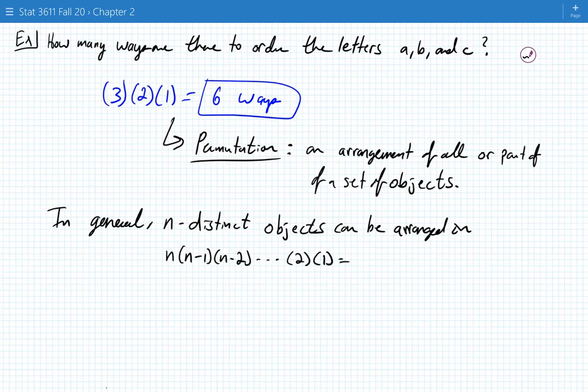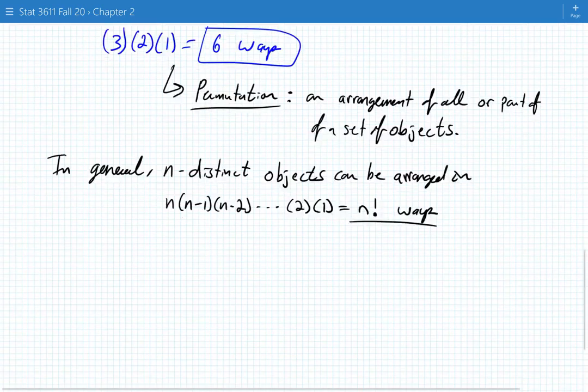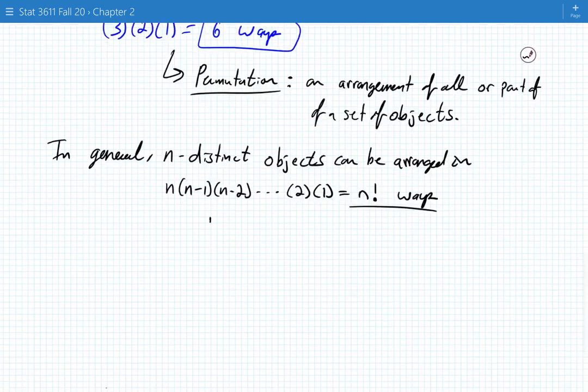And the notation for this multiplication is n factorial. That is n factorial different ways. By convention, just to be aware of, some of you have probably seen the factorial symbol before, but just in case you haven't, by definition, we take 0 factorial to be 1. And that is important because it is possible to have a 0 factorial show up in a denominator, and we need that to be defined.